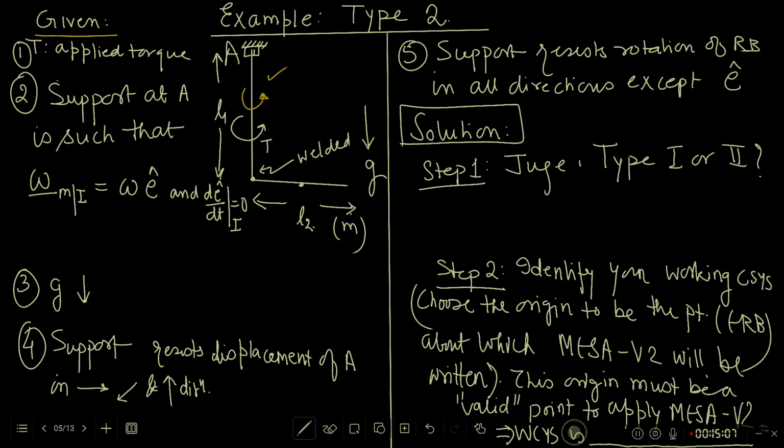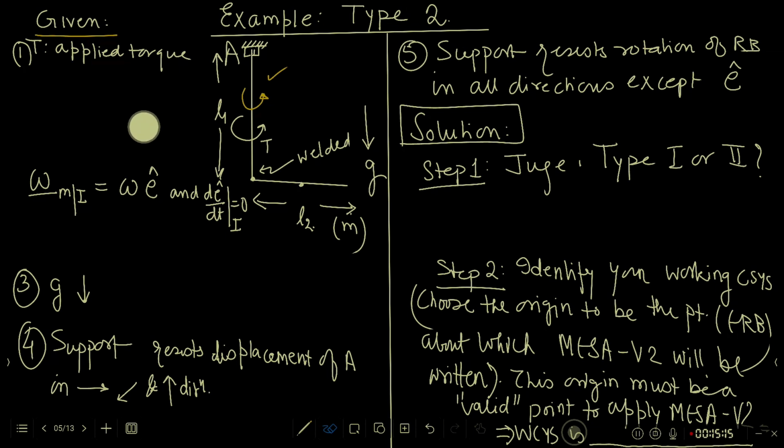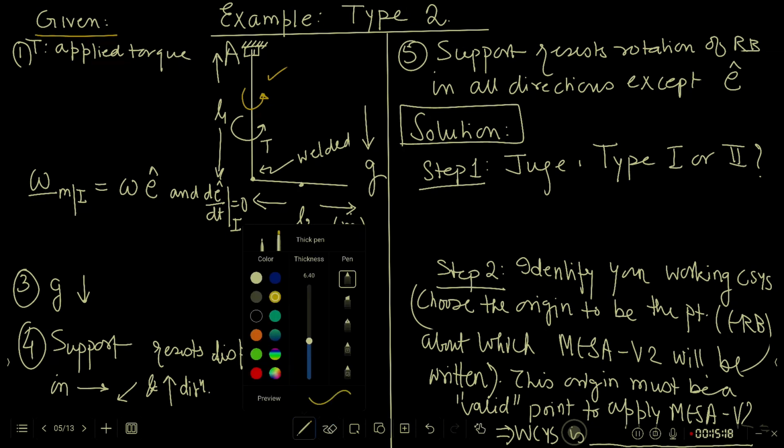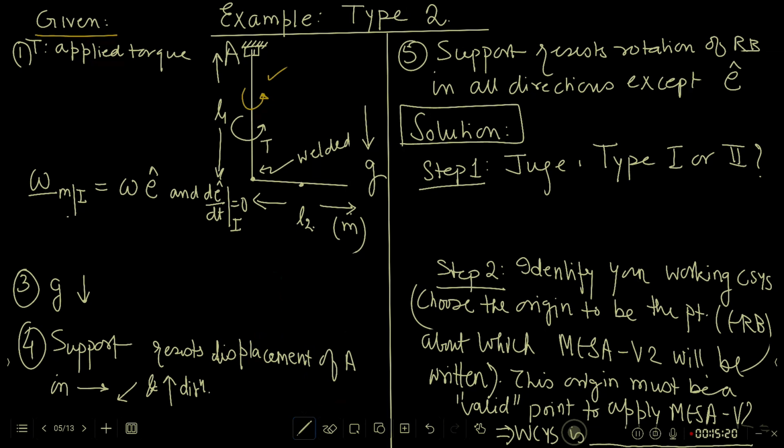So T is an applied torque. What else is given? It is given that the angular velocity is omega times E hat. What is E hat? E hat is this direction. And it is also given that d E hat dt is 0. The direction of E along which the angular velocity is oriented is never changing its direction, as seen by whom? As seen by the I frame.